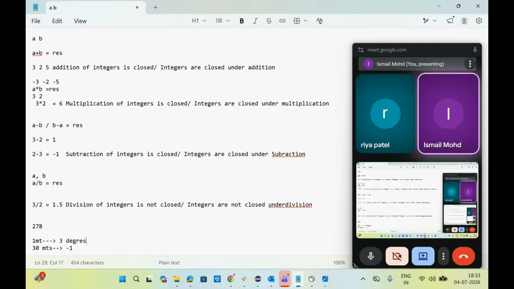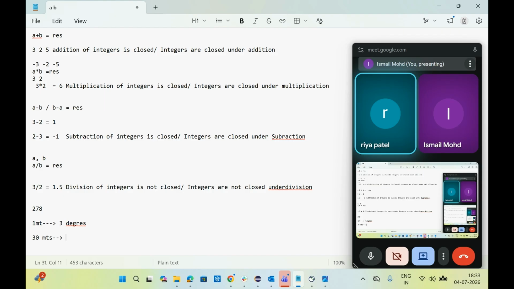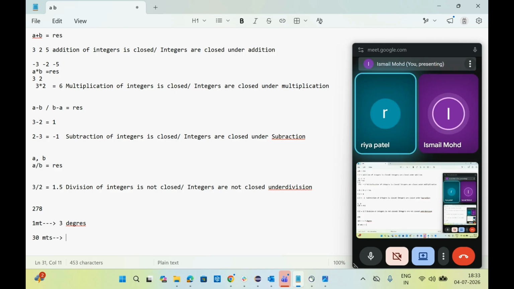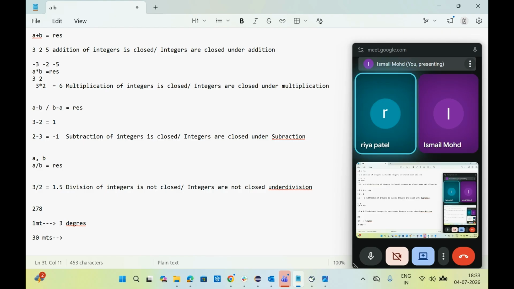Okay. Now after 30 minutes, how much will it reduce? Sir, 10 degrees. Not 10. For 1 minute, it reduces 3 degrees. For 30 minutes, how much does it reduce? 30 into 3, no? Yes, sir. 90 degrees. 30 times 3 is 90 degrees.